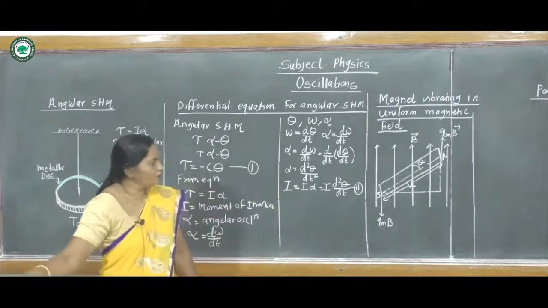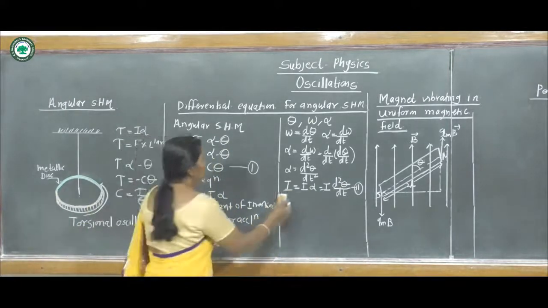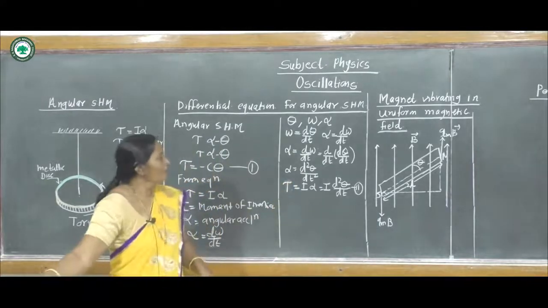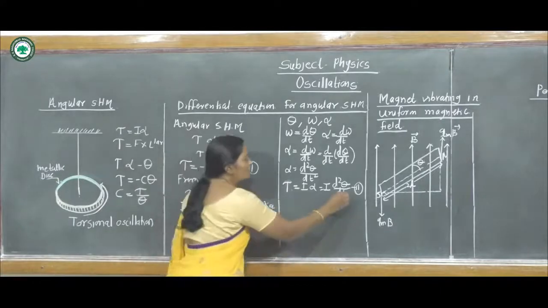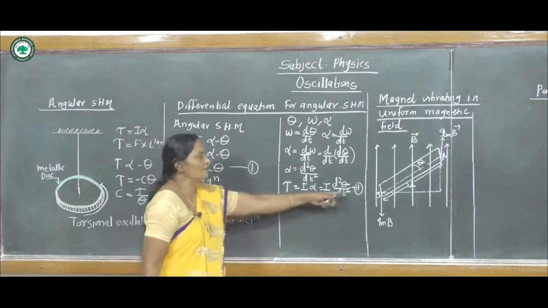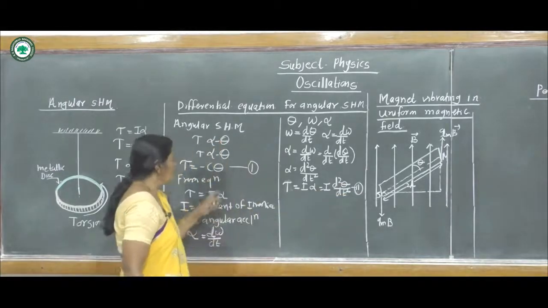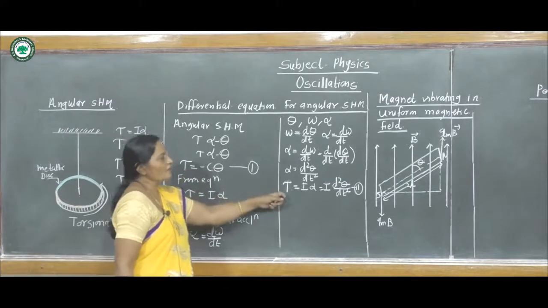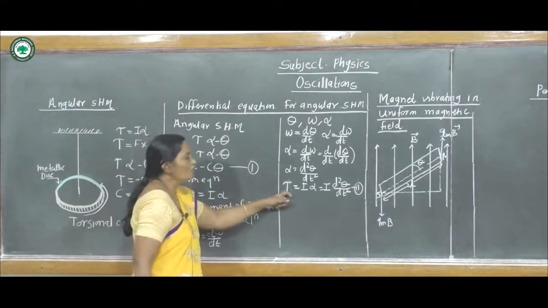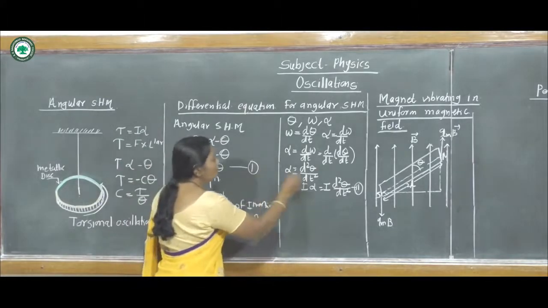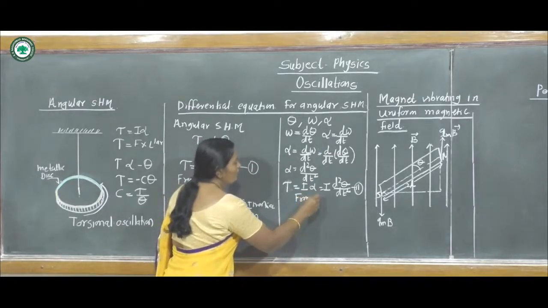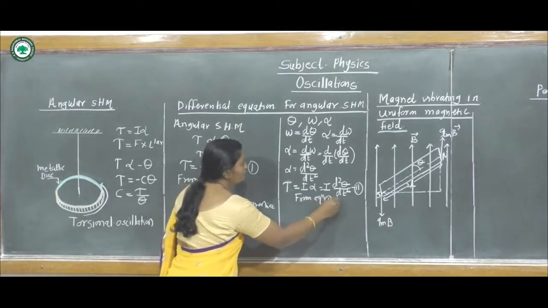Now torque is equal to I alpha, that is I into d2 theta by dt square, the second derivative of angular displacement. This is equation number 2. See, this is equation number 1 and this is equation number 2. On the RHS there is torque in both. Then equating, from equation 1 and 2.